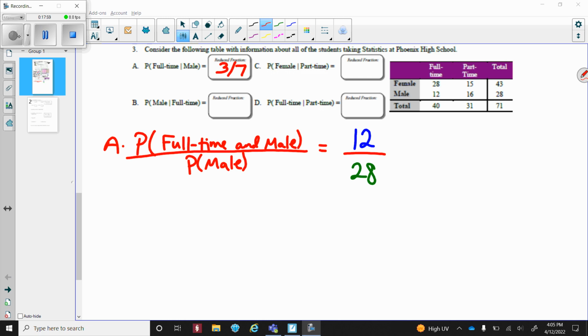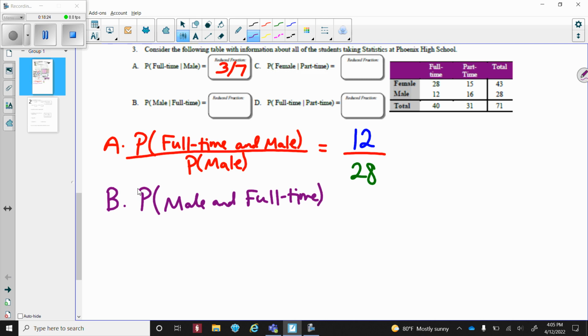Let's look at part B, which is asking a very similar thing, but with a different order. What is the probability that someone is male given that they're full-time? So how does this change our problem? Well, when we rewrite it, it's not really going to change anything about the top. We have the probability that someone is male and full-time, but the denominator is going to change. We have the probability that someone is full-time.